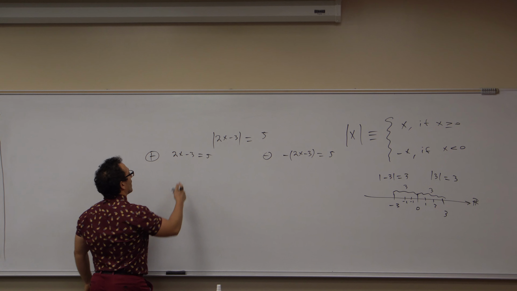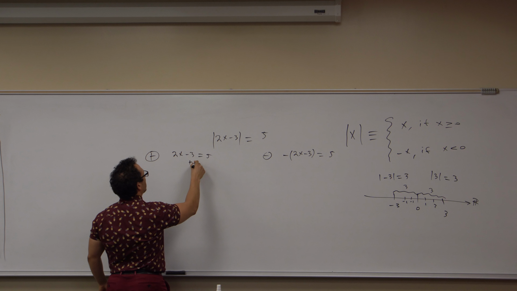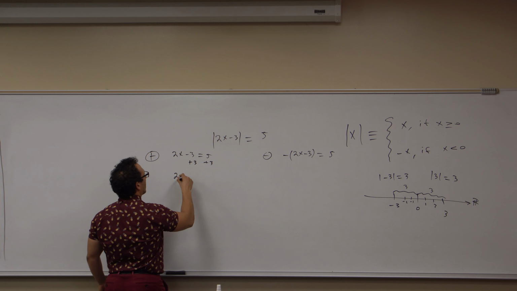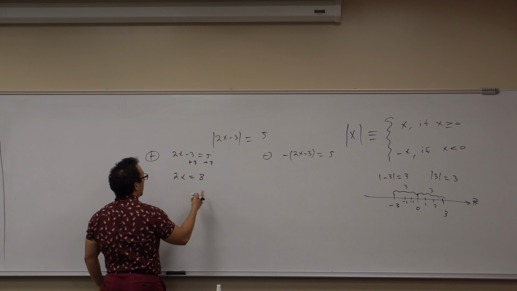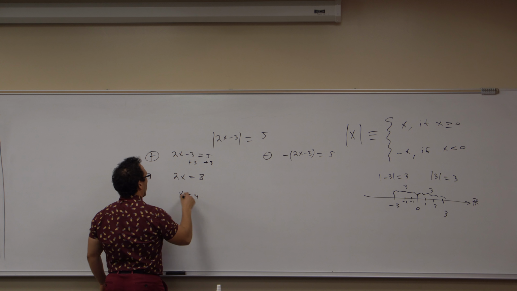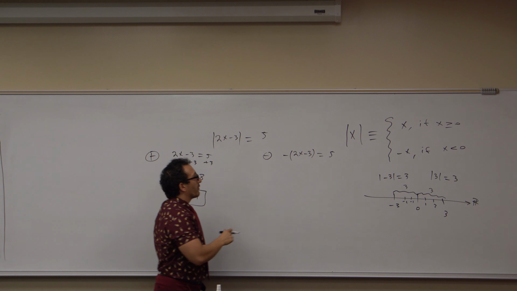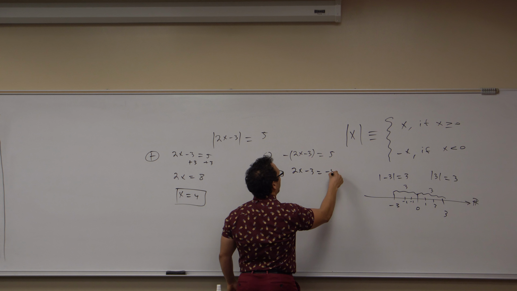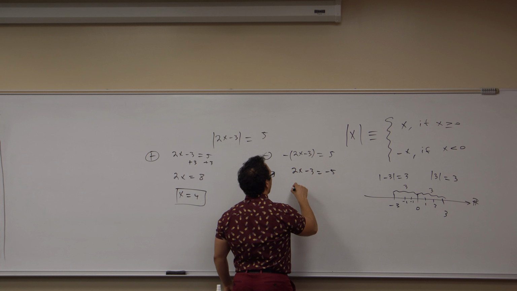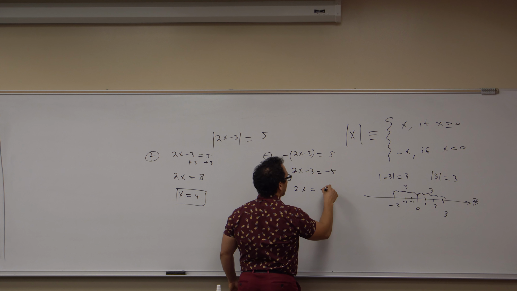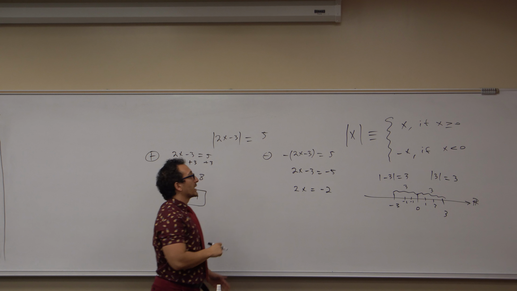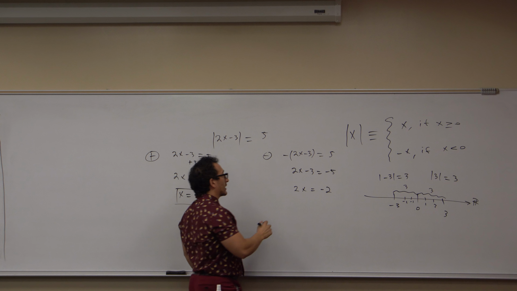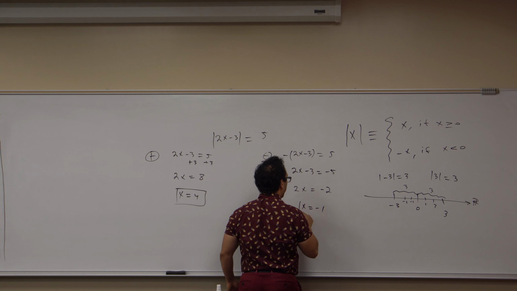Let's take a look. Solve here. I add 3 to both sides, plus a 3, plus a 3. I get 2x is equal to 8. Then I divide by 2. X is equal to 4. This is one of the answers. Over here, I divide by negative 1. I get 2x minus 3 is equal to negative 5. I add a 3. So I get 2x is equal to negative 2, because I added a 3. Then I divide both sides by 2, and I get x is equal to negative 1.